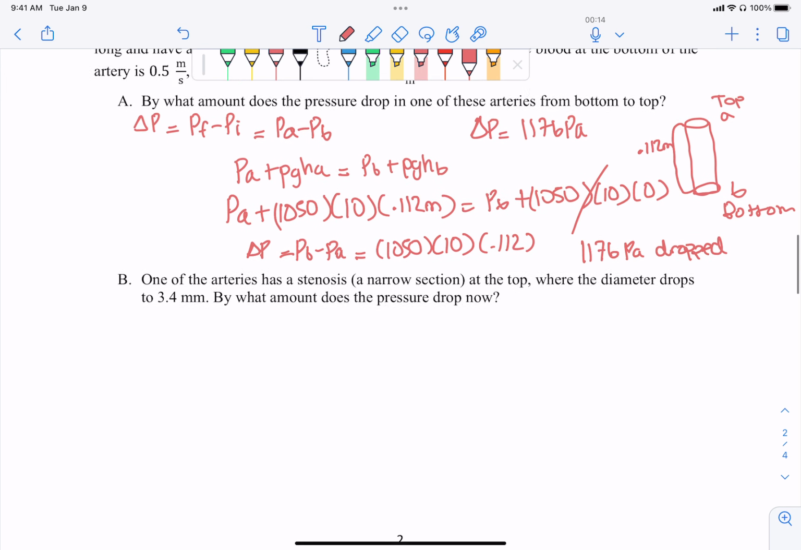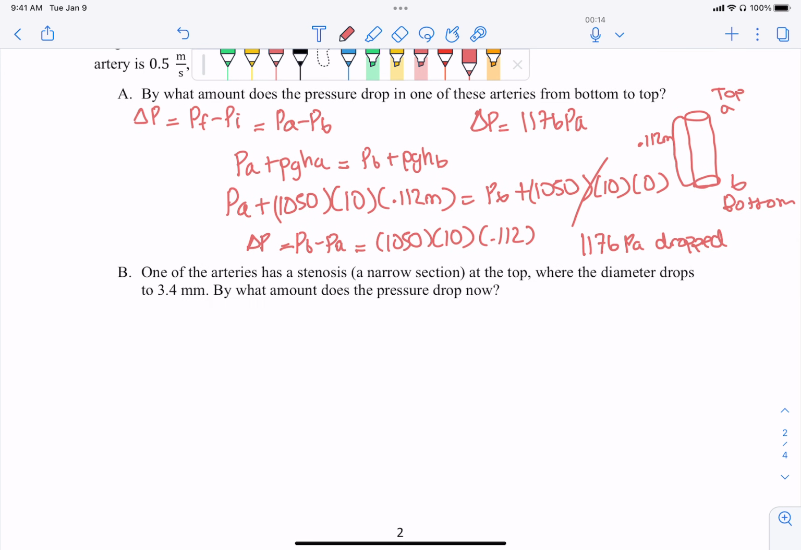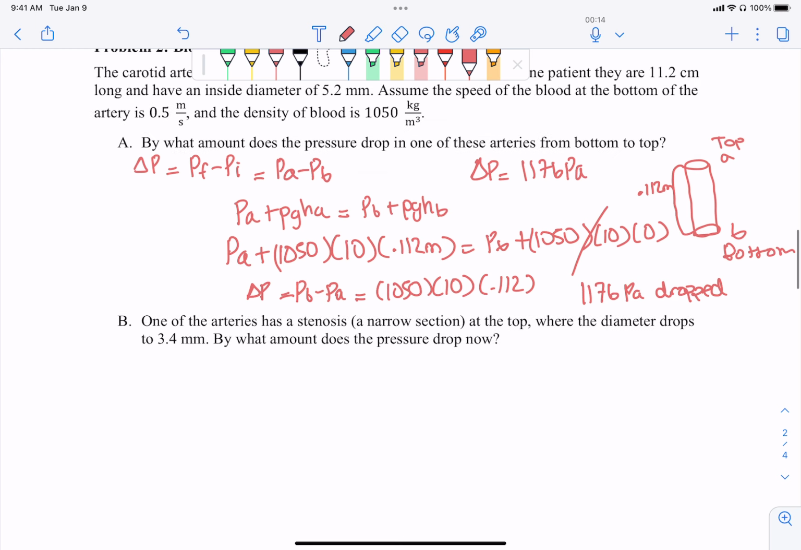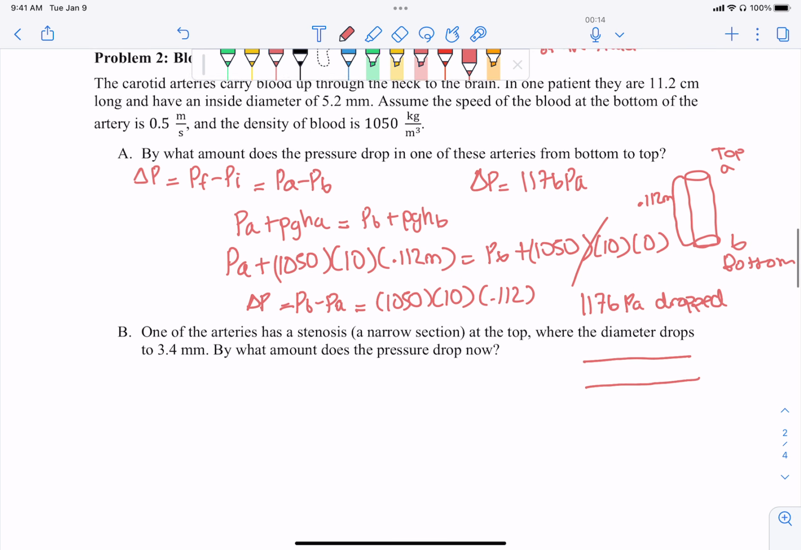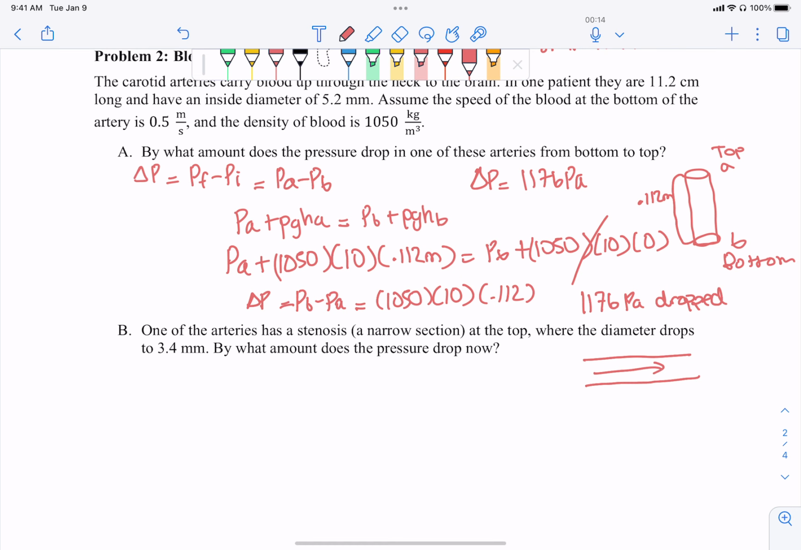Part B now. So it says one of the arteries has a stenosis at the top where the diameter drops to 3.4 millimeters. By what amount does the pressure drop now? So before we go into any math or think about any equations, let's just think about this conceptually. So we have an artery, right? This is a healthy, normal artery. And there's blood flowing through it normally, right?